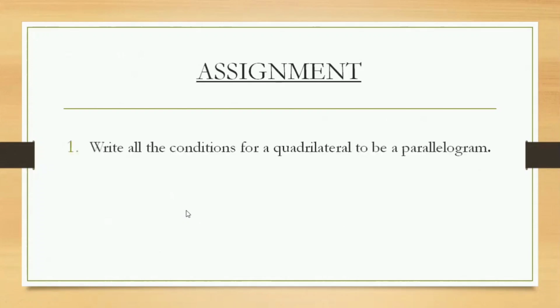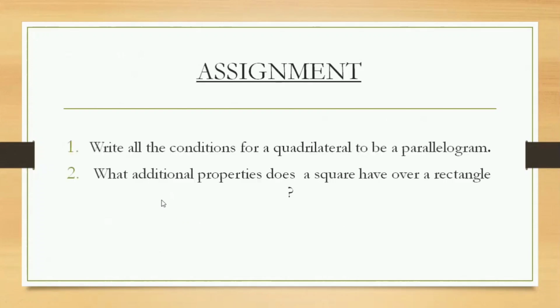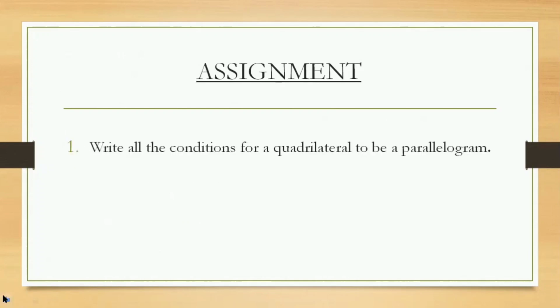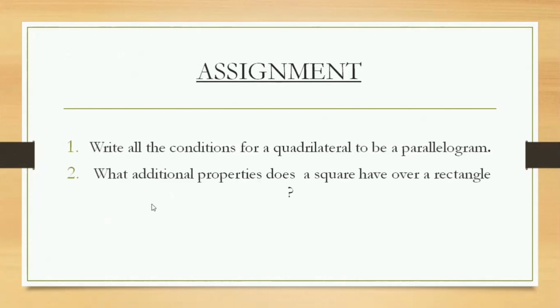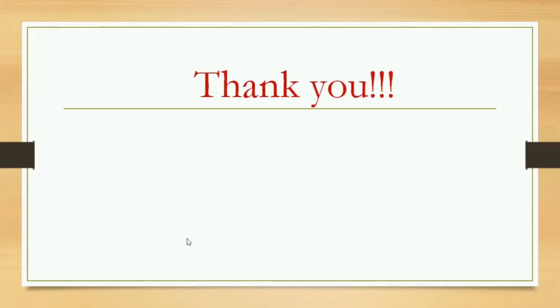And here is the assignment. Write all the properties, all the conditions, for a quadrilateral to be a parallelogram. Second one is, what additional properties does a square have over a rectangle? Write them. And today this much only.